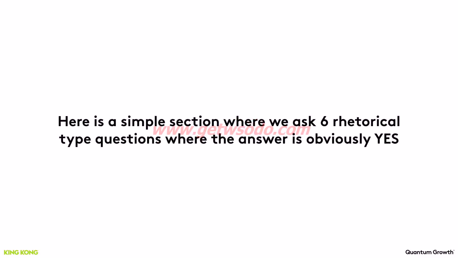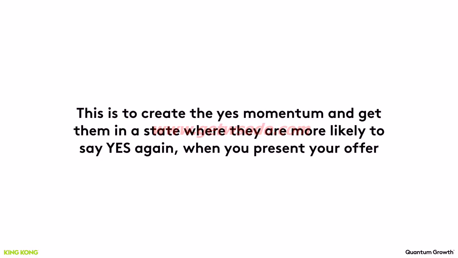It's the mini bomb. It brings everything back up. They understand it. It's like awesome. They feel really empowered. And now we want to switch into the yes momentum. And here is a simple section where we ask 6 rhetorical type questions where the answer is obviously yes. This is to create what we call the yes momentum and to get them in a state where they are more likely to say yes again when you present your offer. So the way that you do that is you're going to be asking these 6 rhetorical questions. We want to keep that momentum and then we'll be transitioning straight into our offer.